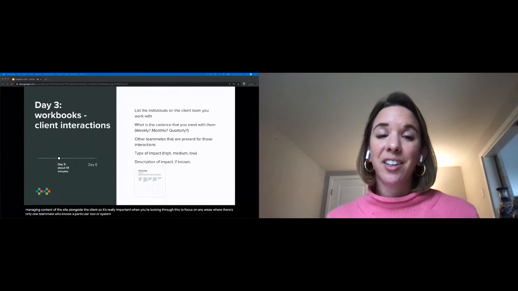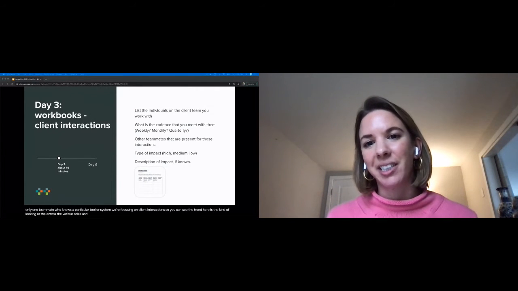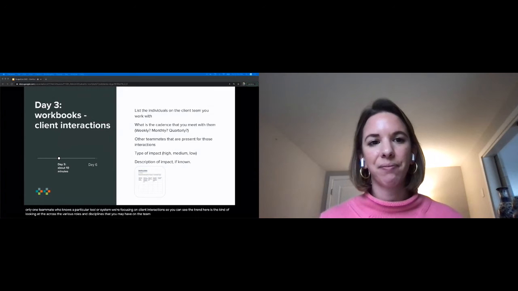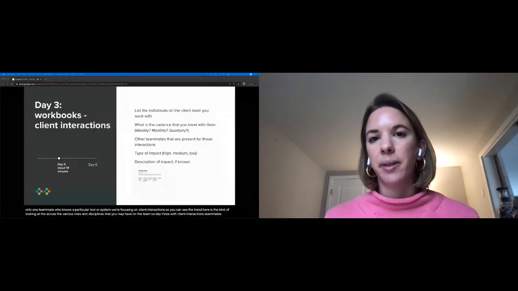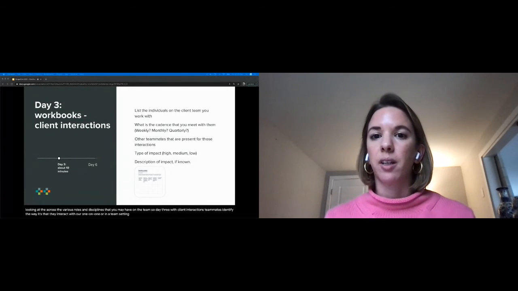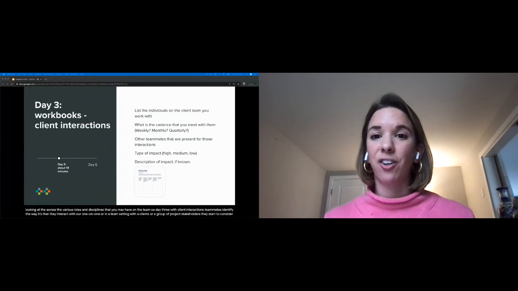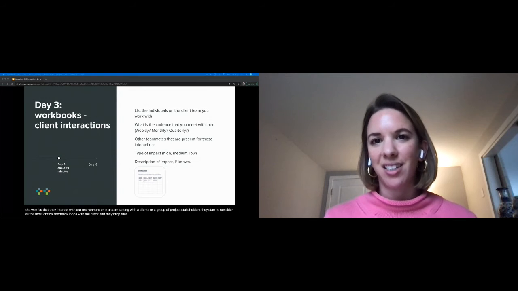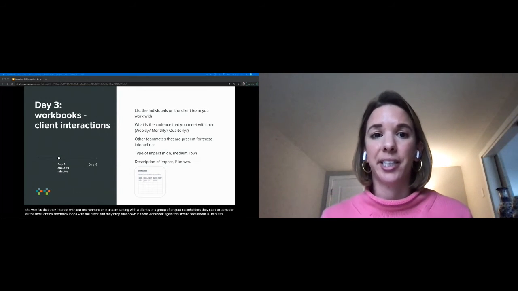And then day 3, we're focusing on client interactions. So you can see the trend here is looking across the various roles and disciplines that you may have on a team. So day 3, with client interactions, teammates identify the ways that they interact, whether one-on-one or in a team setting with a client or a group of project stakeholders. They start to consider all the most critical feedback loops with the client, and they jot that down in their workbook. Again, this should take about 10 minutes or so.